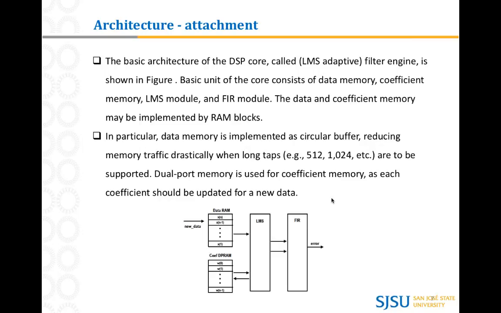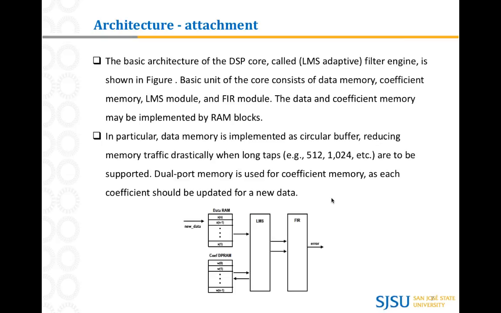Coming to the architecture, the basic architecture of the DSP core, called the LMS adaptive filter engine, is shown in the figure. The basic unit core consists of data memory, coefficient memory, an LMS module, and an FIR module. The data and coefficient memory may be implemented by RAM blocks. In particular, data memory is implemented as a circular buffer, reducing memory traffic drastically when long taps are used, for example 512, 1024, and so on.